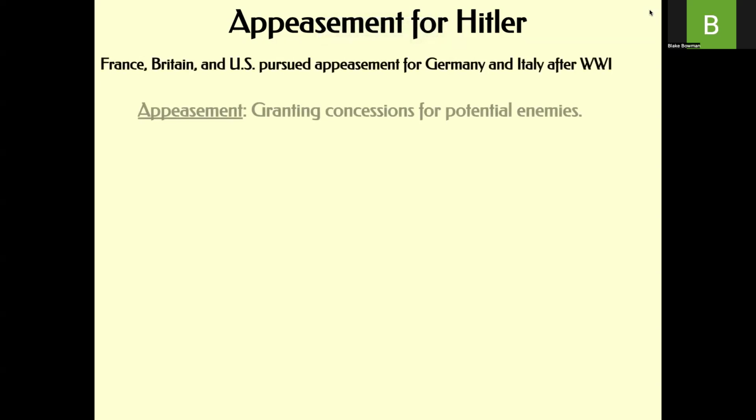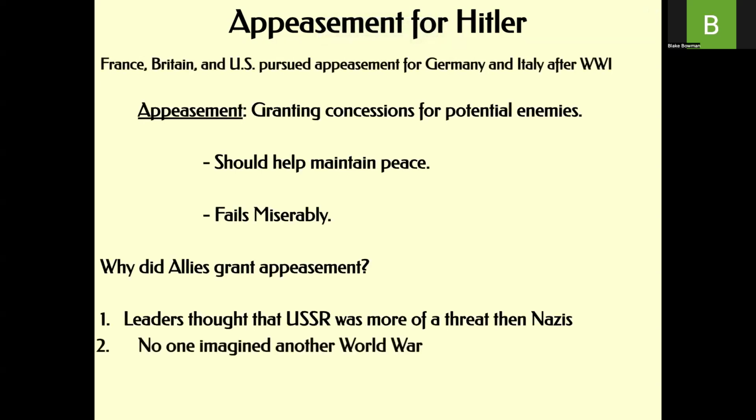All right, appeasement for Hitler. Like I just mentioned, appeasement just means that you're granting concessions in order to make sure that you don't start a fight with someone.